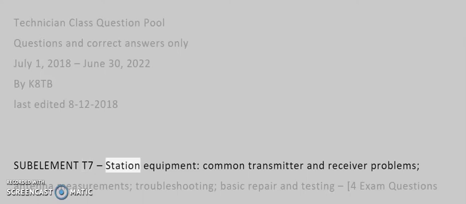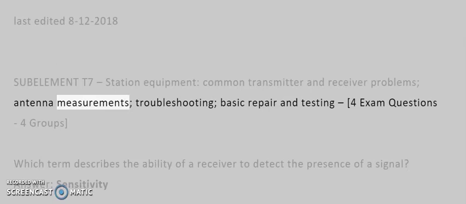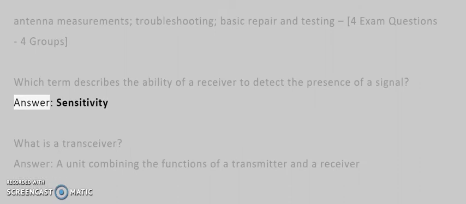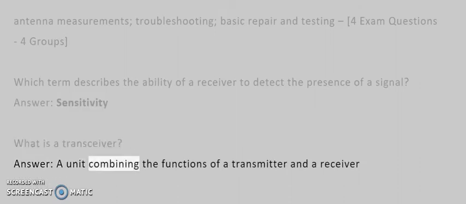Subelement T7, Station Equipment, Common Transmitter and Receiver Problems, Antenna Measurements, Troubleshooting, Basic Repair and Testing, for Exam Questions, 4 groups. Which term describes the ability of a receiver to detect the presence of a signal? Answer: sensitivity. What is a transceiver? Answer: a unit combining the functions of a transmitter and a receiver.